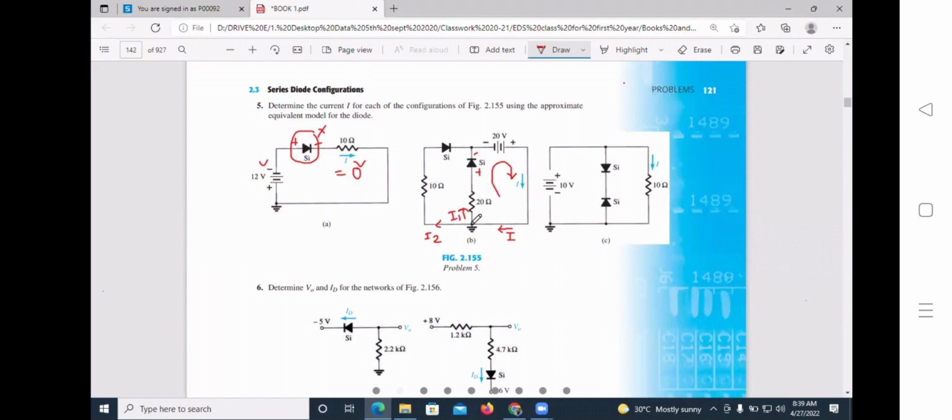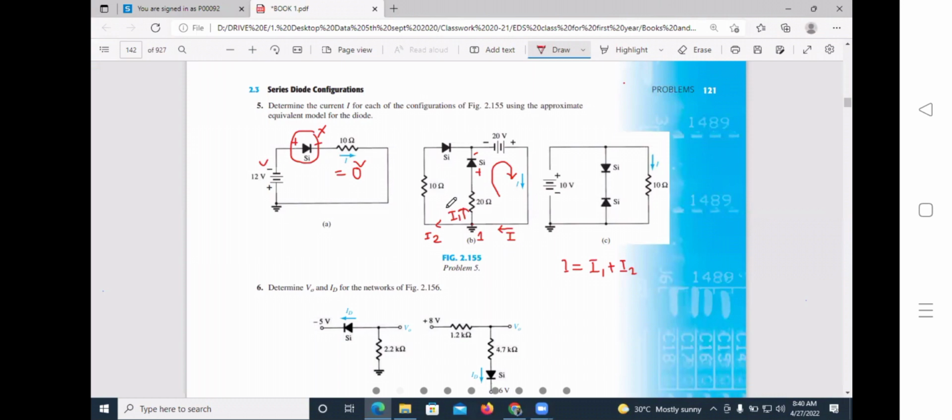So if we apply KCL in this node, suppose this is node 1, we can write, applying KCL at node 1, I equals I1 plus I2. I is equal to I1 plus I2. Anywhere if you cannot understand it, please stop me and ask.